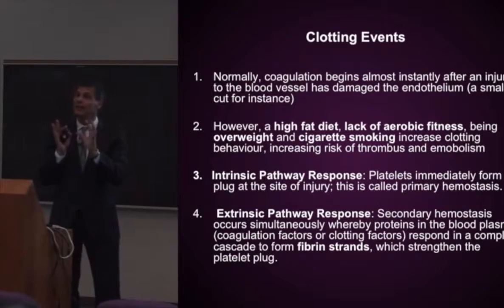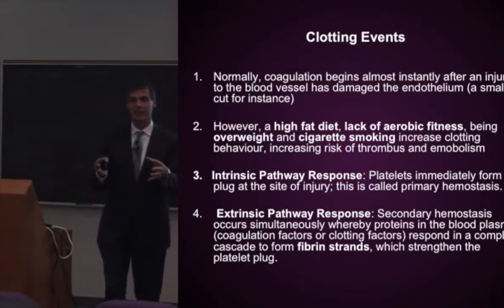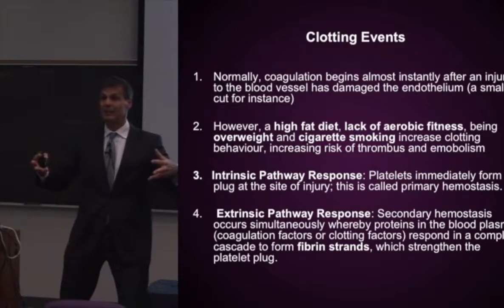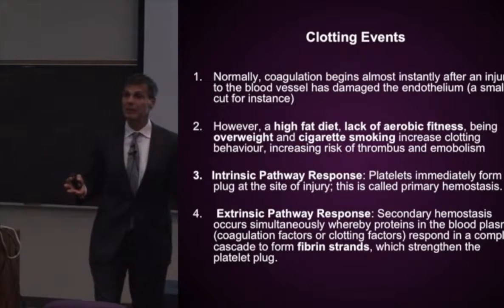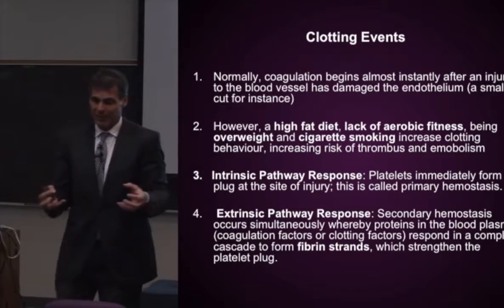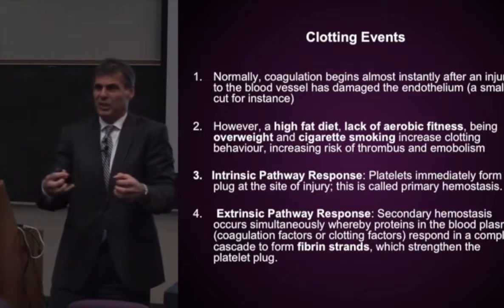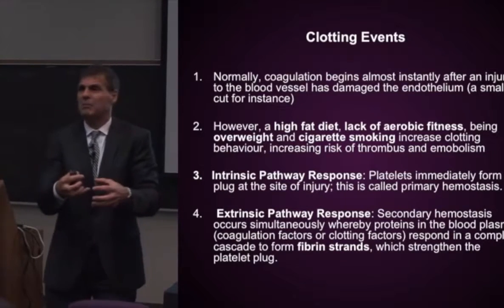However, if you eat a really high animal fat diet, or you're not doing aerobic exercise, or you have a lot of body fat, or you smoke cigarettes, you increase the clotting behavior of your platelets, and there's a greater chance you're going to form a thrombus and an embolism just because of faulty lifestyle behaviors. That's why so many people today are on coumarin or warfarin. The platelet adhesive index is terrible. Their platelets clump together. They got blood all clumped together.